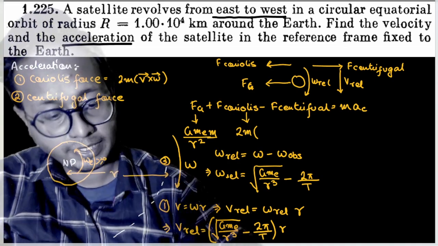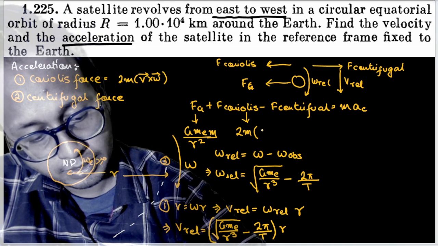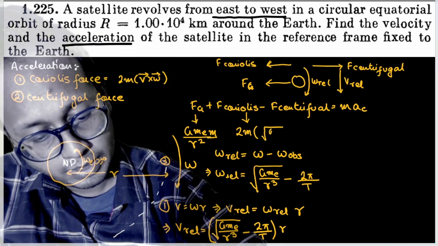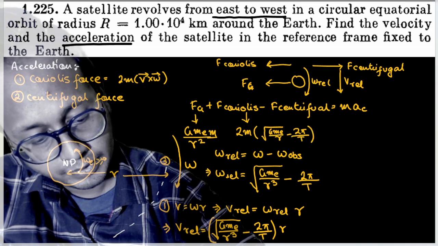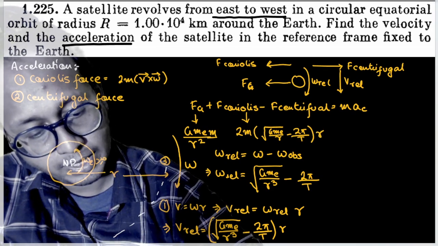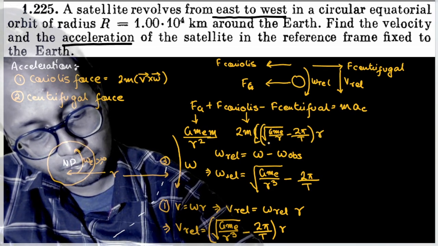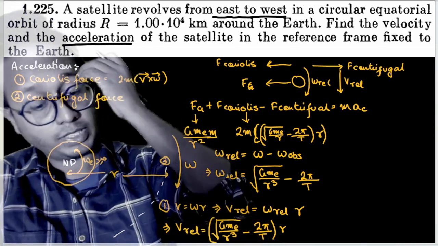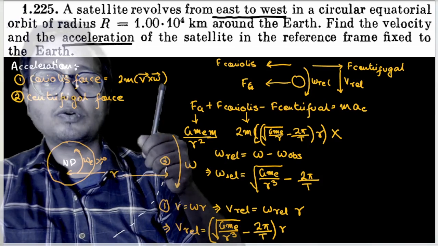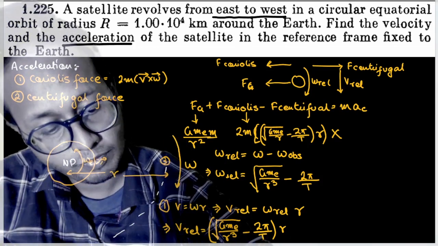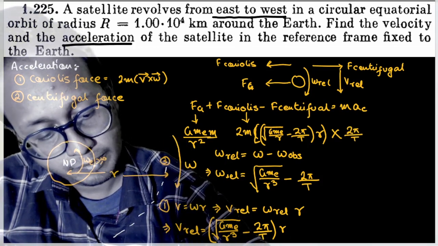Okay, into v relative. V relative is nothing but under root G M_e by r minus 2 pi by time period, isn't it, into r. This is nothing but the velocity of the satellite with respect to someone on the equator, cross how much? Cross omega. Omega is the angular velocity of Earth, which is 2 pi by T.